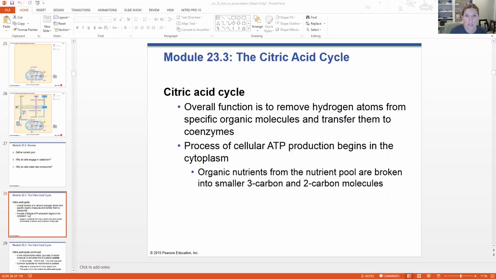Overall, the main goal of this process is to remove hydrogen atoms from the organic compounds and transfer them to coenzymes. So the general concept, and I'm going to switch off of screen share mode so you understand this. Remember, we created these 2 or 3 carbon compounds. These smaller molecules have lots of carbon atoms on them. Now here's an important concept.